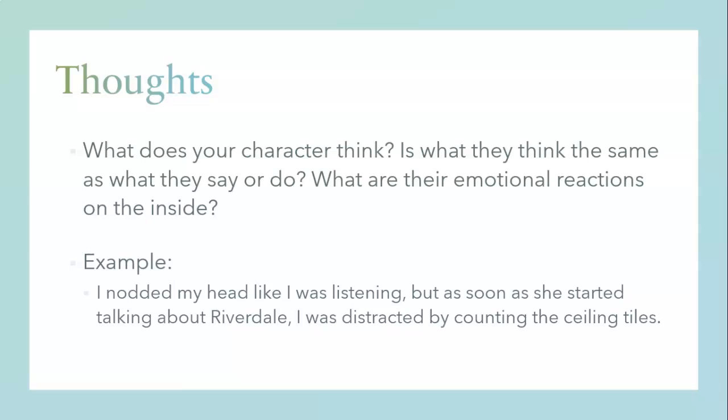The next letter of STEEL is T, thoughts. To show us what your characters are really like, you're going to show us, what does your character think? Is what they think the same as what they say or what they do, or are they fake? What are their emotional reactions on the inside? For example, "I nodded my head like I was listening, but as soon as she started talking about Riverdale, I was distracted by counting the ceiling tiles." That shows us that that character maybe is trying to be polite or nice to their friend, but they are kind of detached. They're not interested.